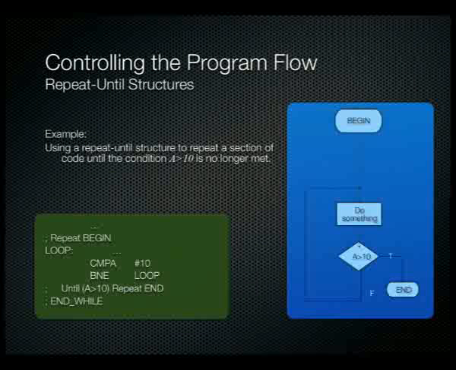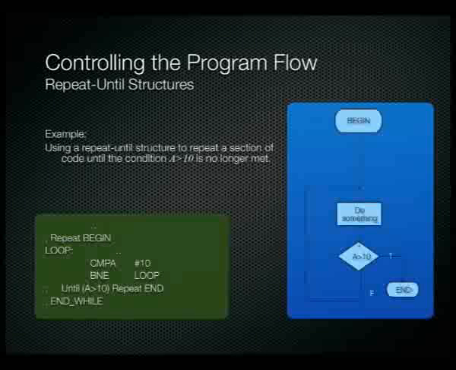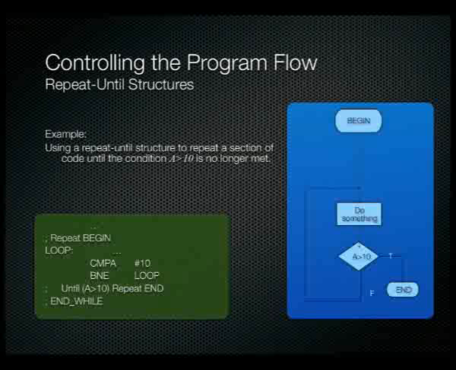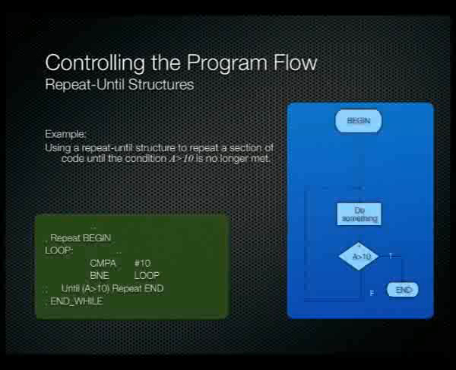Repeat until structures are very similar to while do structures, except when we actually check the condition. So we need to check the condition after we actually do those repetitive instructions. So we at least do the instructions once, then we check. Whereas in a while condition, we check the condition first, and if the condition is false, then we never do the block of instructions that we actually want to repeat, except for when we do a repeat until, we at least do those instructions once, then we check. So that's the difference between a repeat until and a while, is whether you in fact want to check the condition at the beginning or at the end.